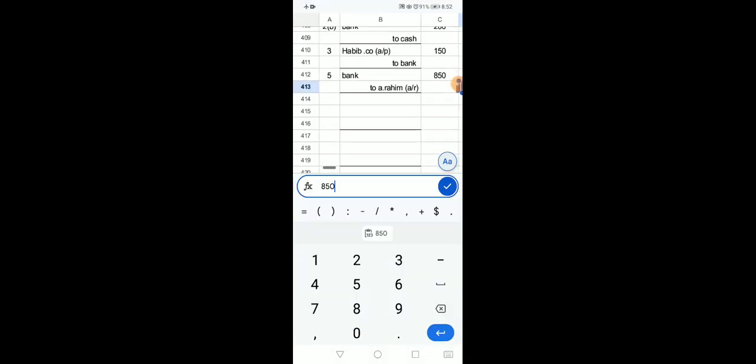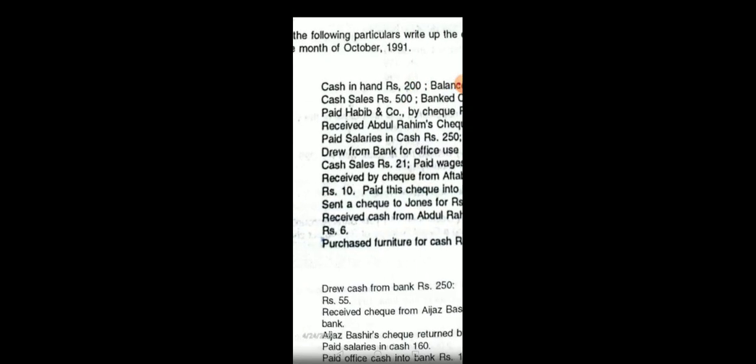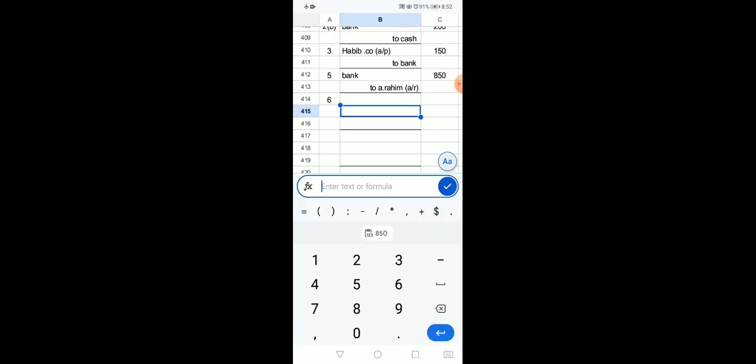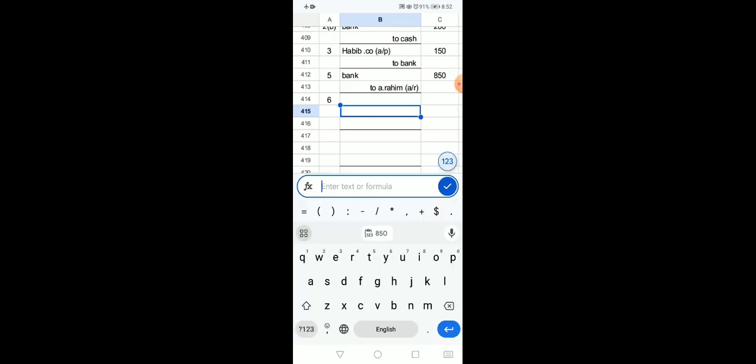Now let's see what the next entry is. It is 6. So you will mention the 6th date in the date column. What is the sixth entry saying? Paid salaries in cash. You have paid salaries in terms of cash. If you are paying, that means your cash is going out, meaning cash in hand is decreasing. Cash in hand is your asset and it is decreasing. A decrease in asset should be mentioned on the credit side, so you will mention cash on the credit side.